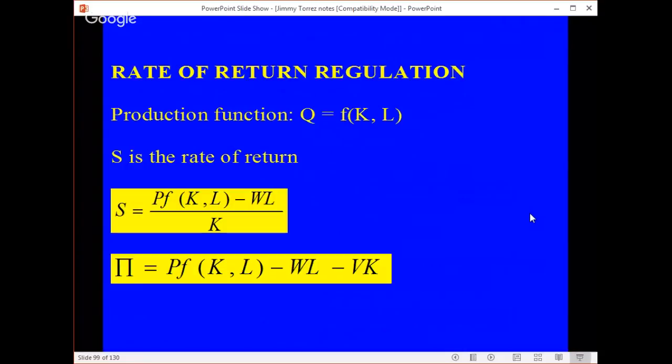So regulation. One way to regulate a company is to regulate the rate of return. In other words, guarantee them a profit. The rate of return on their capital, we're going to denote as S. So it's really P times Q, where Q is my production function, minus WL, where L is labor and W is the wage rate, divided by the amount of capital they've invested. The total profits are going to be P times Q, minus the cost of labor, W times L, minus the cost of capital times capital.